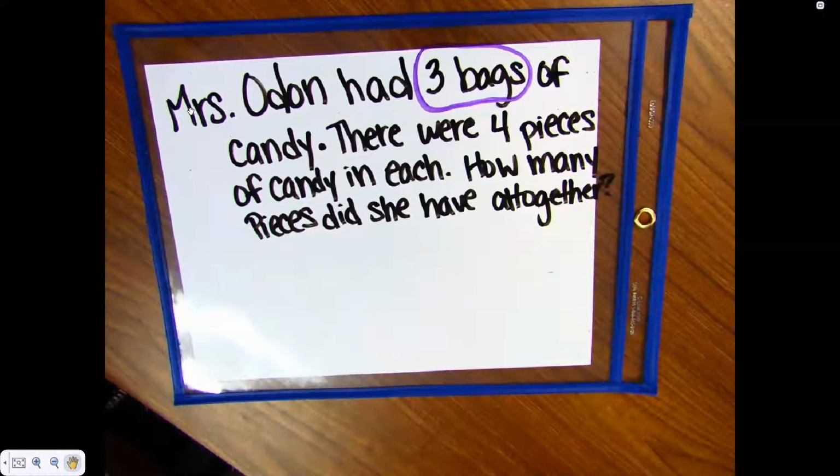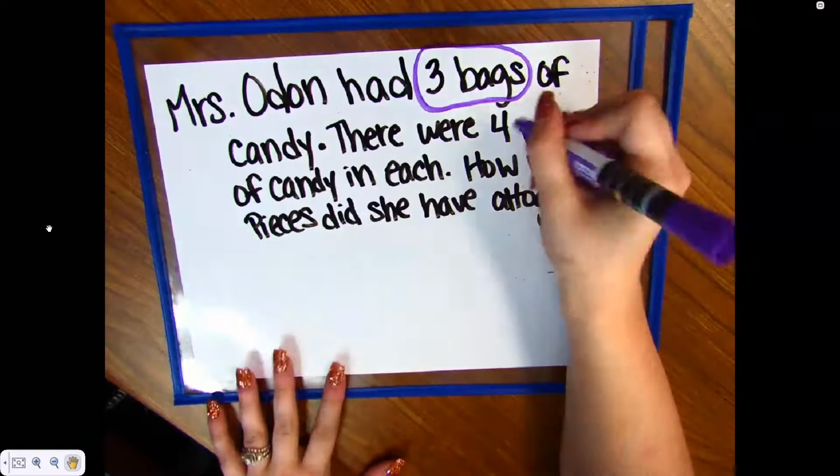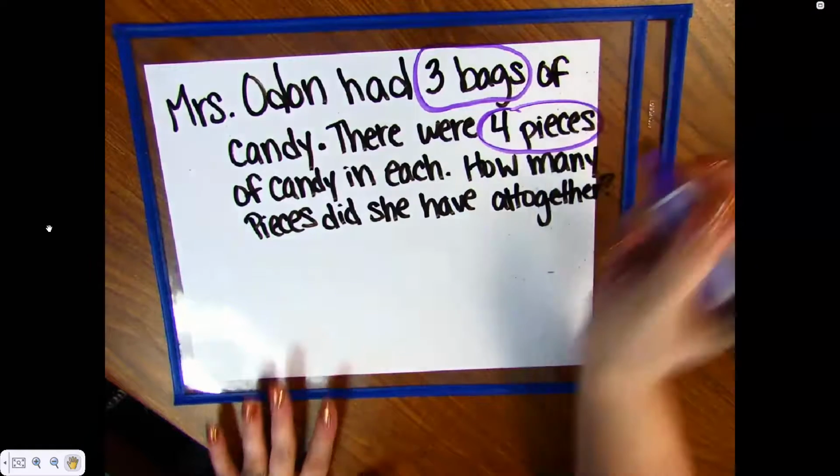Okay, so what's the key word in my next sentence? There were 4 pieces of candy in each. What are my key words in that sentence? 4 pieces of candy. Bella, what are my key words? 4 pieces. Okay, in each.